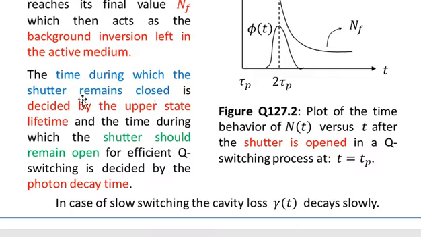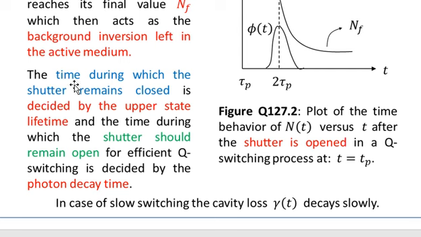The time during which the shutter remains closed is decided by the upper state lifetime, and the time during which the shutter should remain open for Q switching is decided by the photon decay time, that is tau c. So tau c, the photon decay time, will decide for how long the Q switching shutter should remain open.